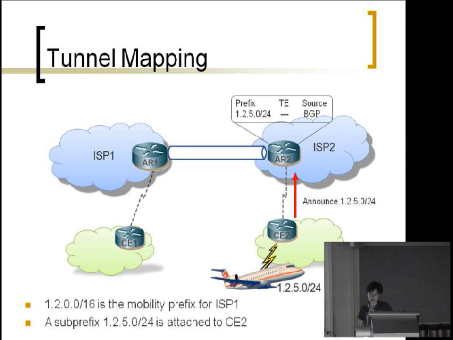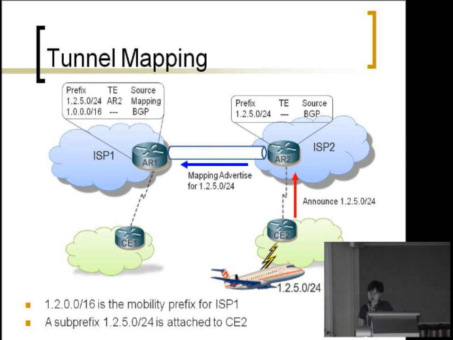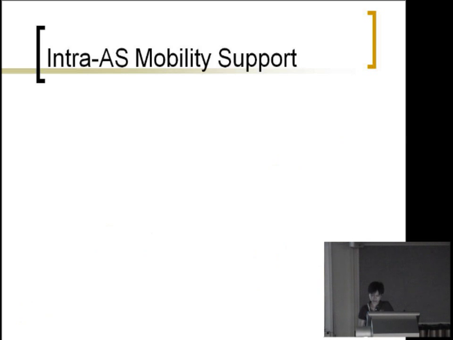However, ISP1 needs to know that traffic destined to this /24 needs to be sent to ISP2. So how does it do that? The aggregation router exchanges some information associated with this prefix, which is essentially a new entry with the origin information of the tunnel mapping, so that AR1 knows that traffic will be sent to AR2. This is a fairly simple, small amount of state that needs to be maintained by the aggregation router.